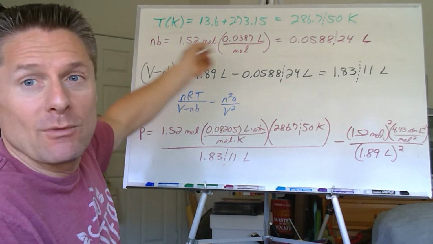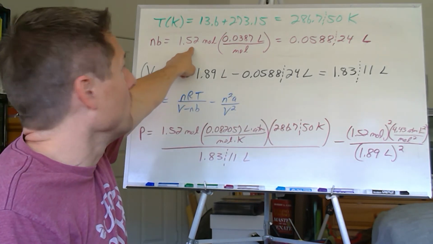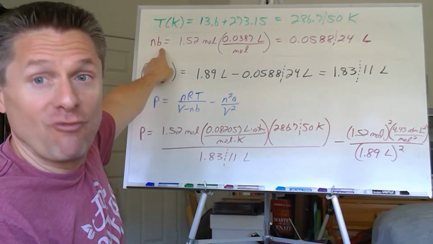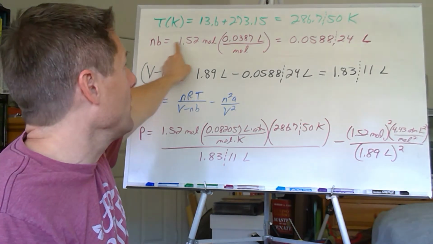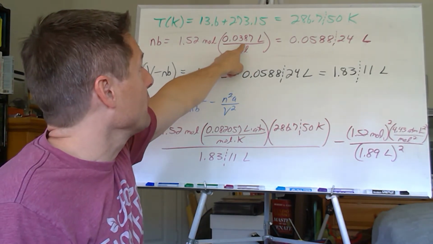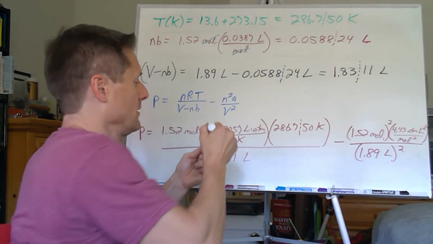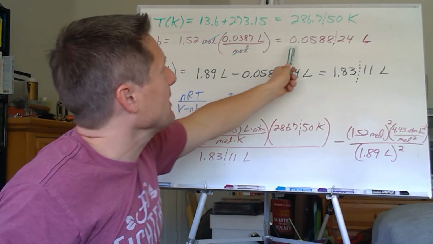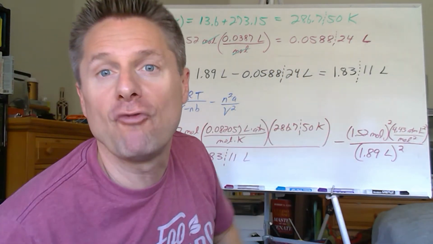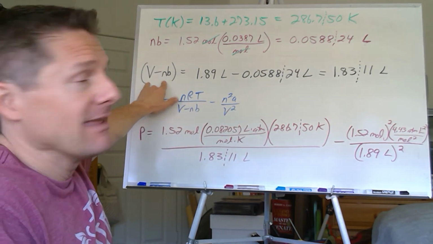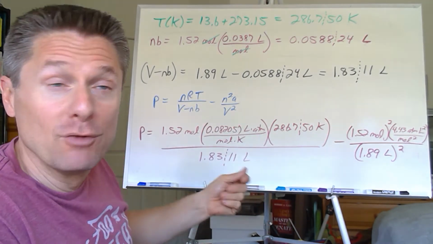So let's take nb, which is the volume of the gas particles. Moles is 1.52 moles. The excluded volume per mole, b, for this particular gas, N2O, under these conditions is 0.0387 liters per mole. So you can see how moles cancels out. And with three significant figures, I get 0.058824 liters.